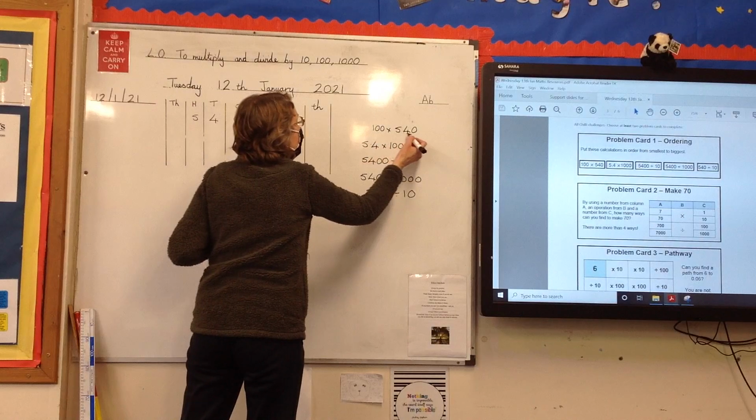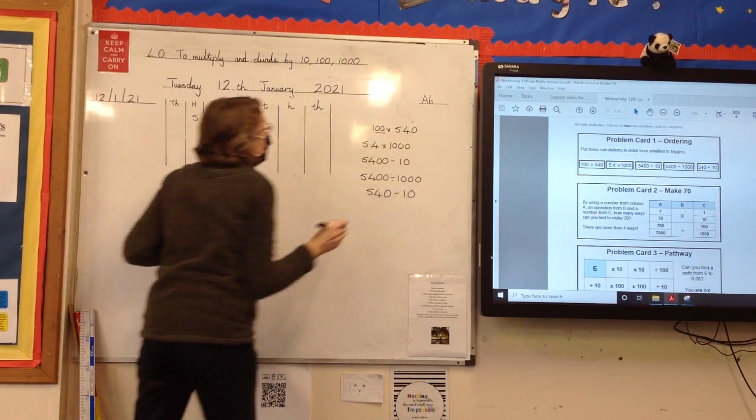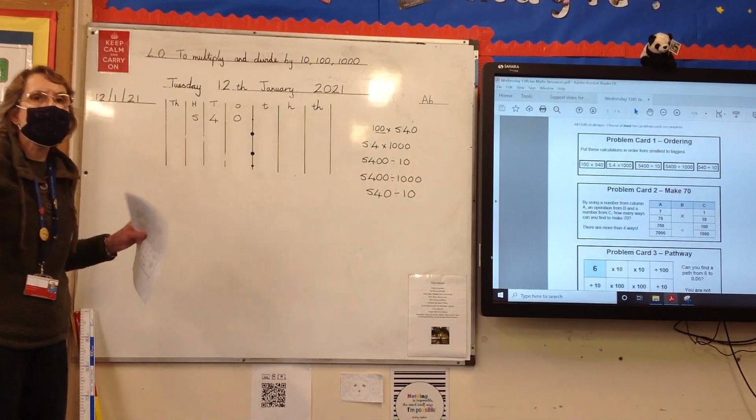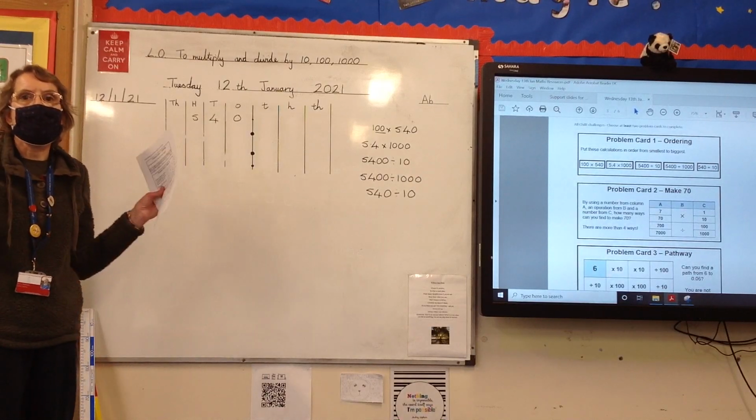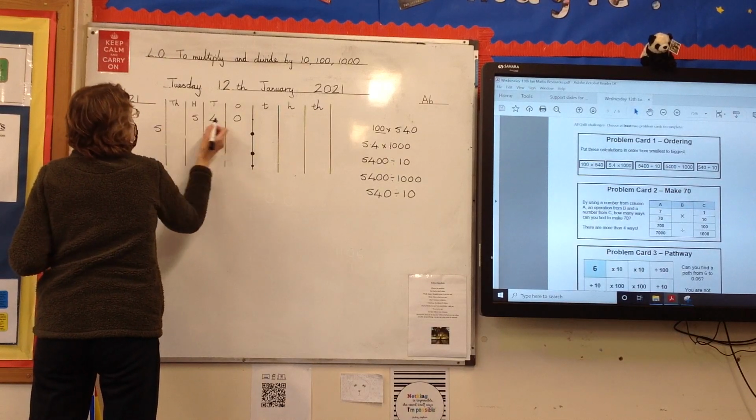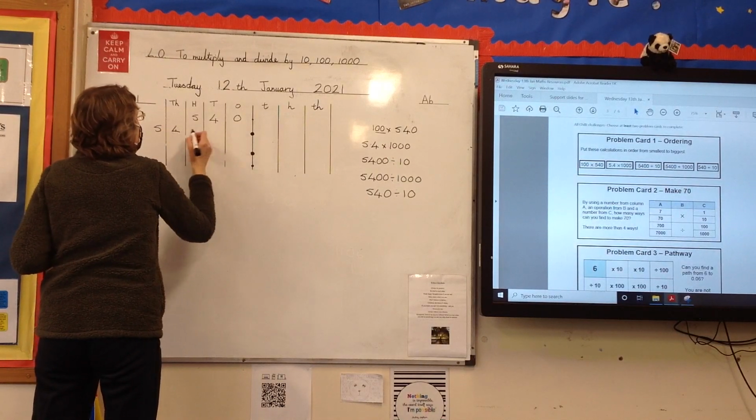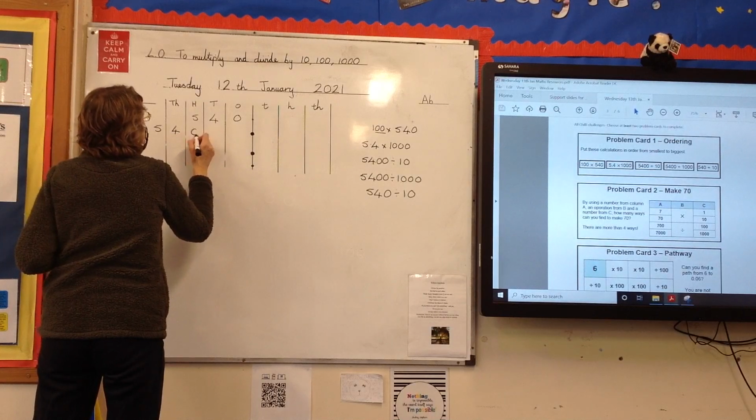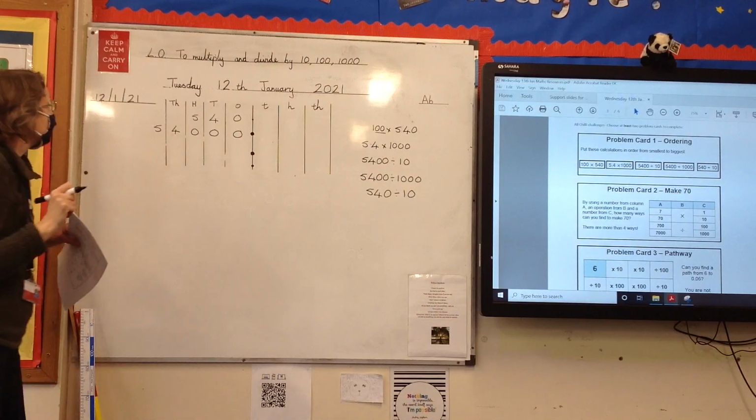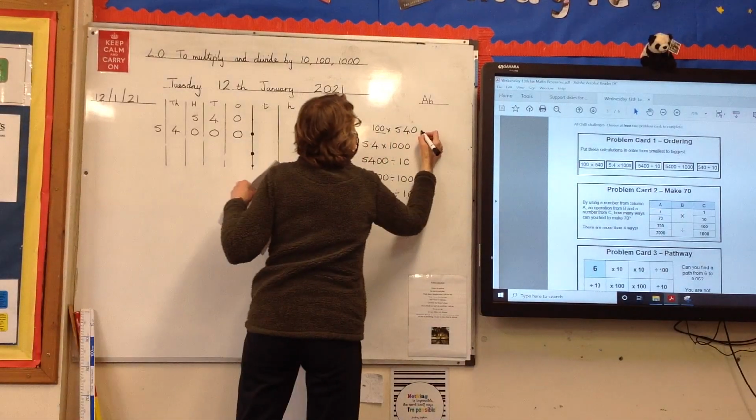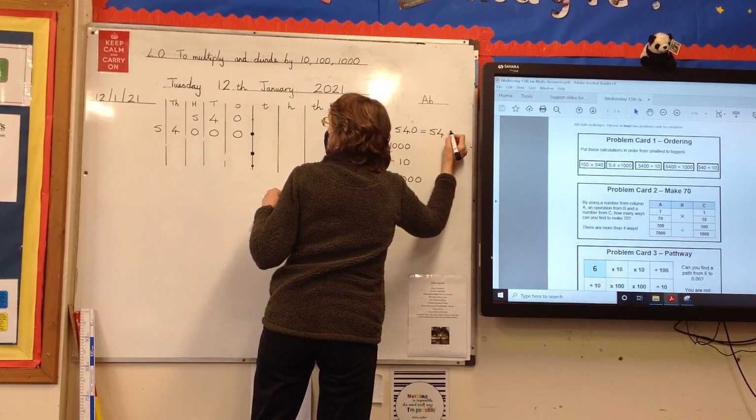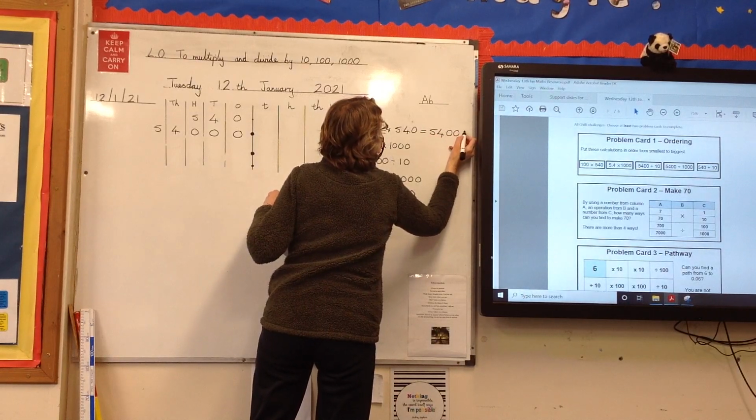If you're multiplying 540 by 100, how many places am I going to move it? 2. Am I making it bigger or smaller, everybody? Bigger. Good. So, 2 places. 5, 4, and then we really need placeholders all the way down to the decimal point. So, pop the answer in. So we've got 54,000.